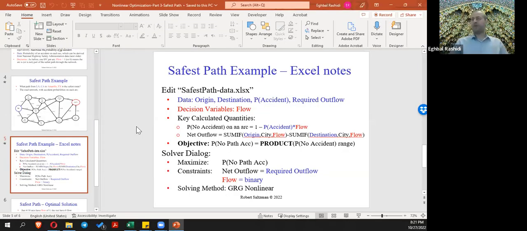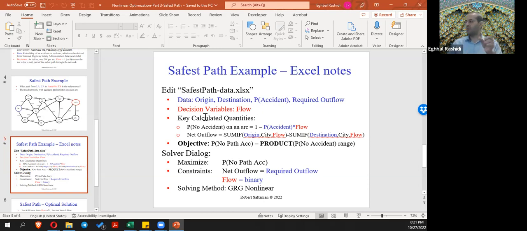All right. So let me actually give you more explanation before we get into Excel and modeling. We're going to have a data origin destination similar to what we had for the shortest path, or the fastest path, except that we're going to have the probability of accidents on the arcs as a value, and not the mileage, or how long it's going to take. Okay, and probability of accidents. We're going to have also required outflows.